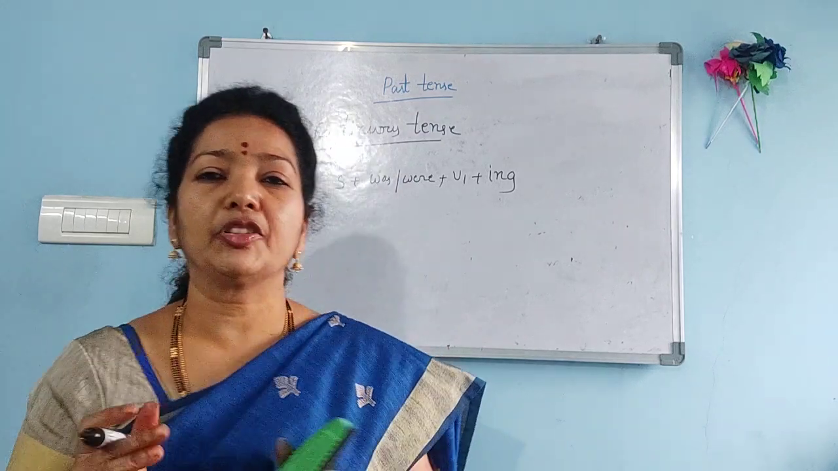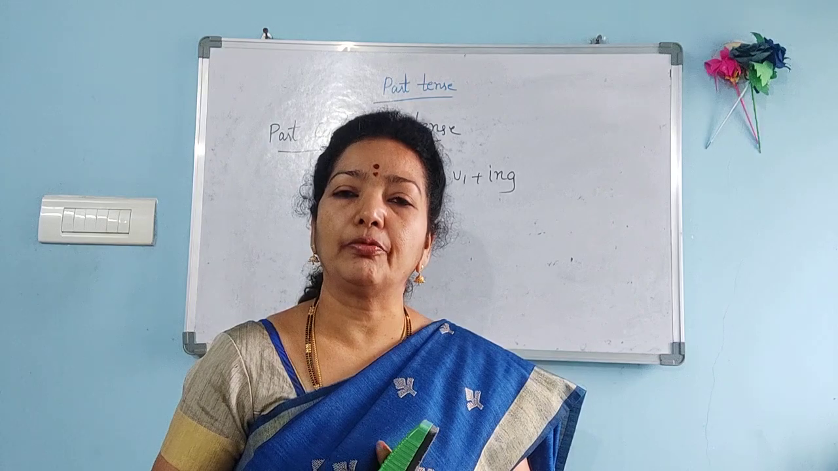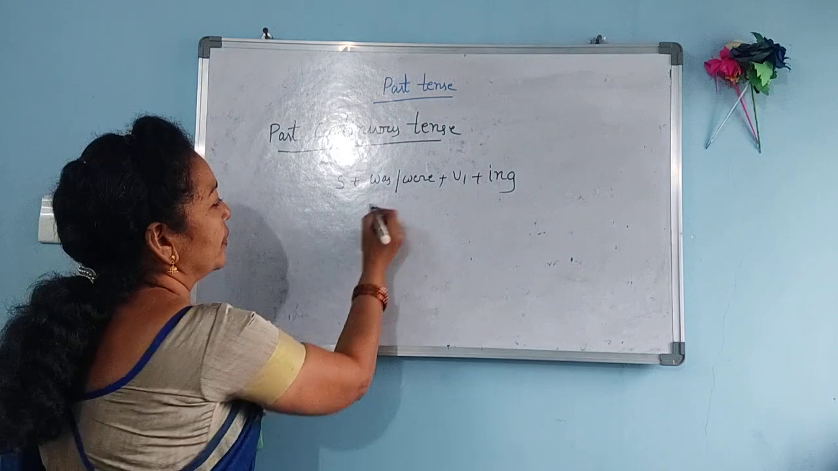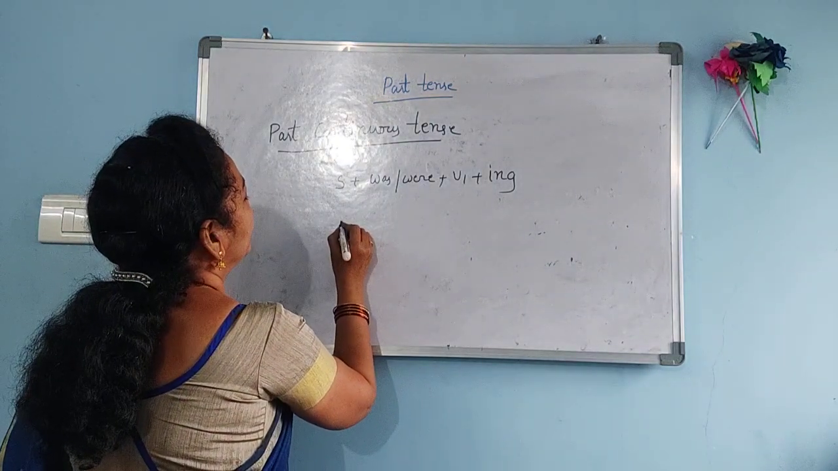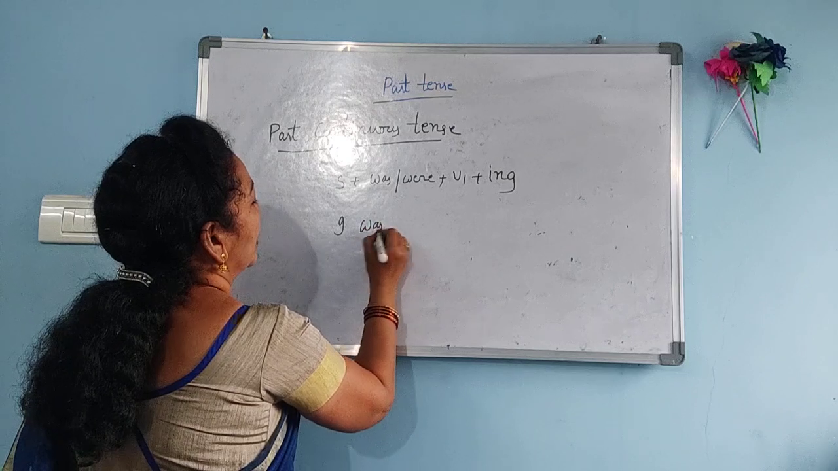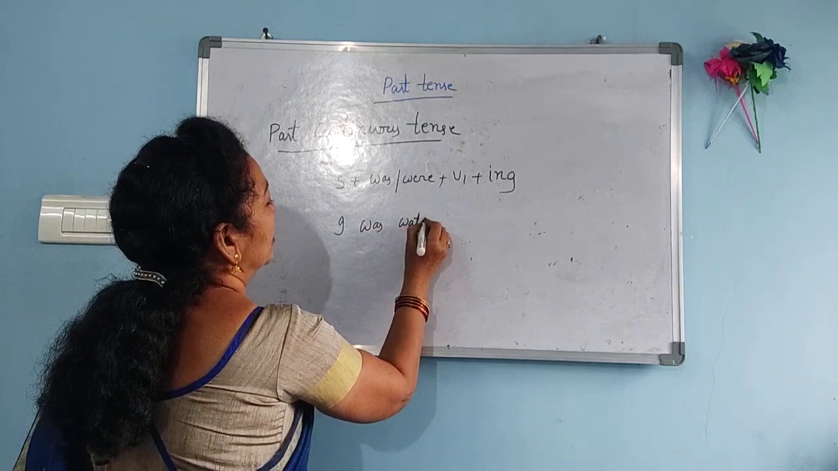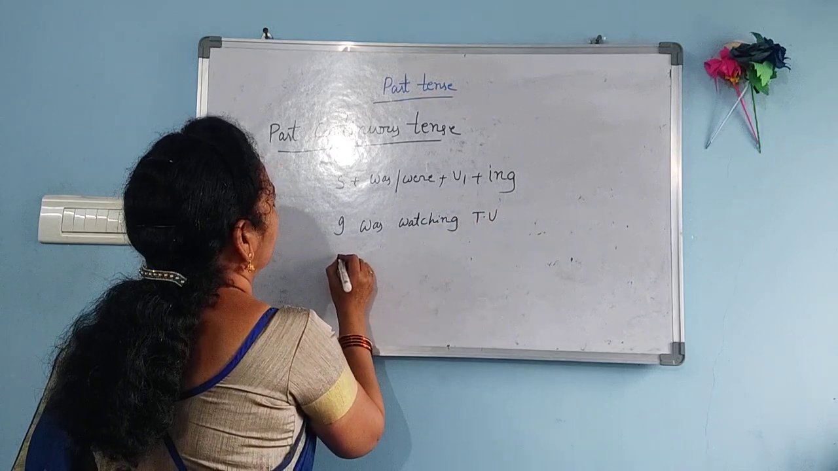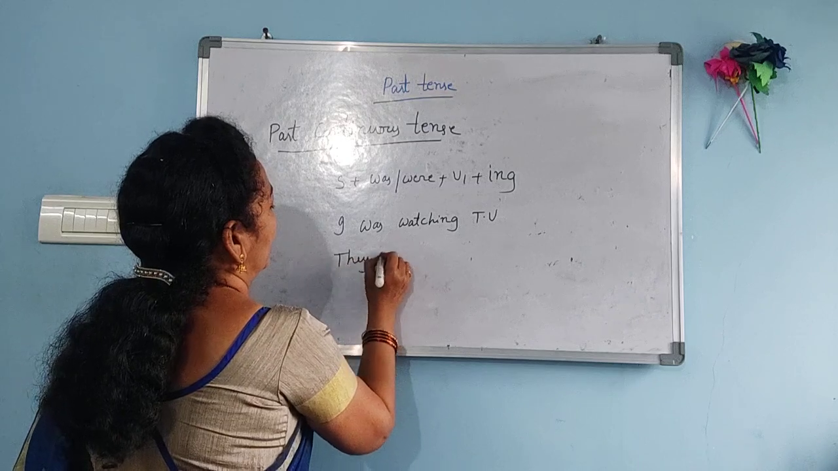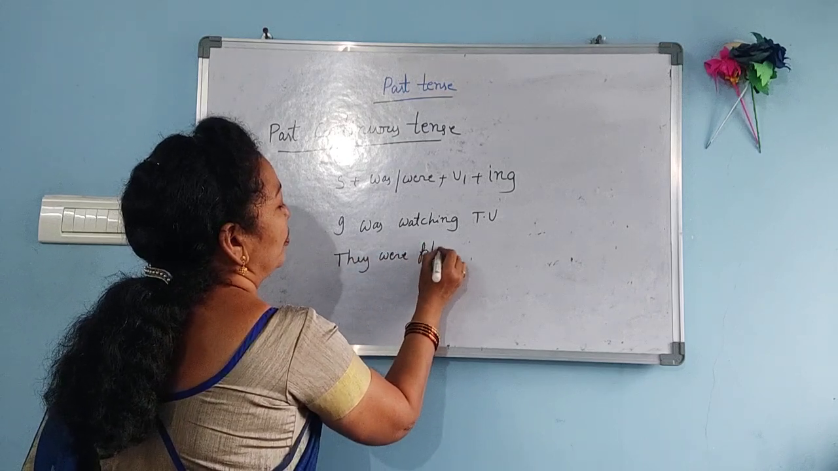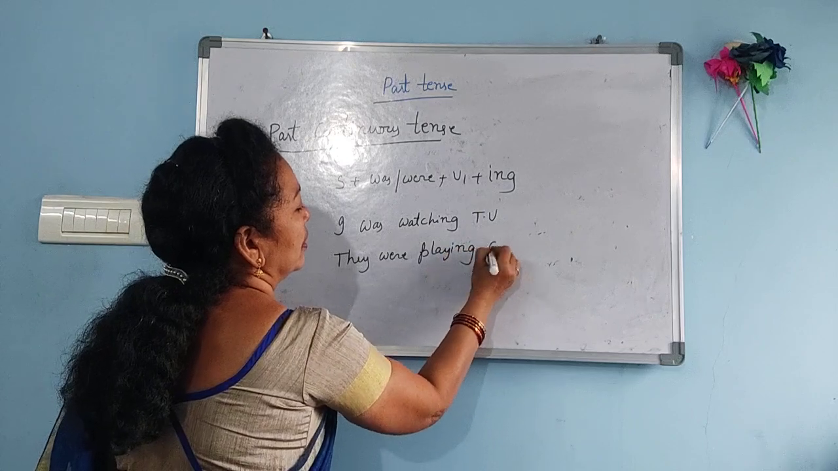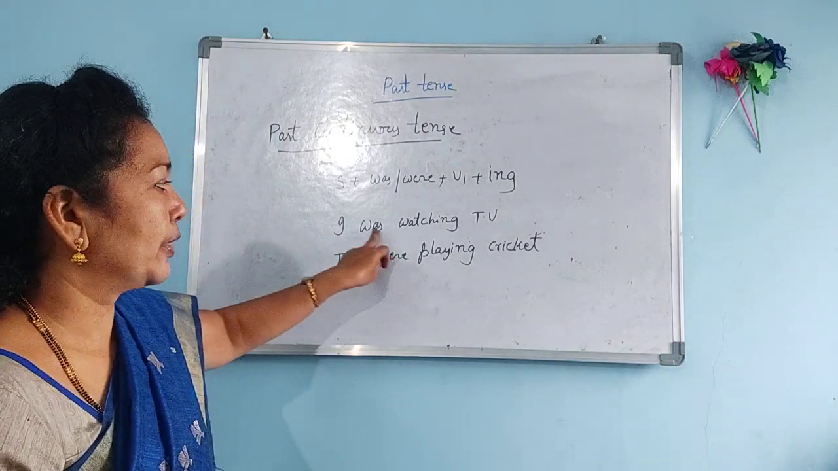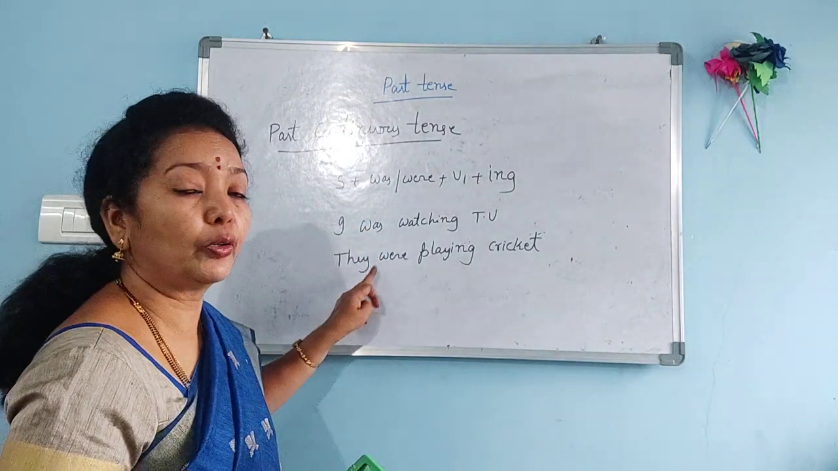Was comes for singular and were comes for plural. So that is the only simple difference. For example, I was watching TV. They were playing cricket. Like this. I was watching TV because it is singular, was, and they were playing because it is plural, were.